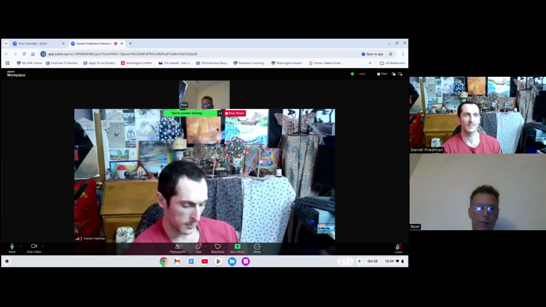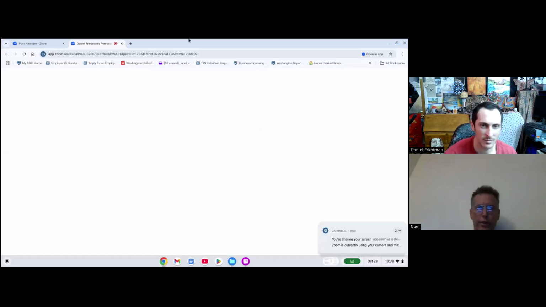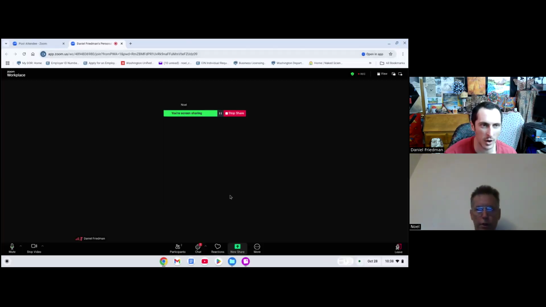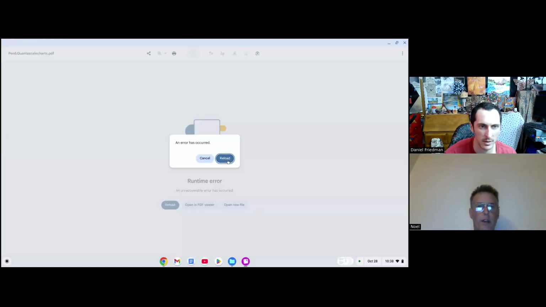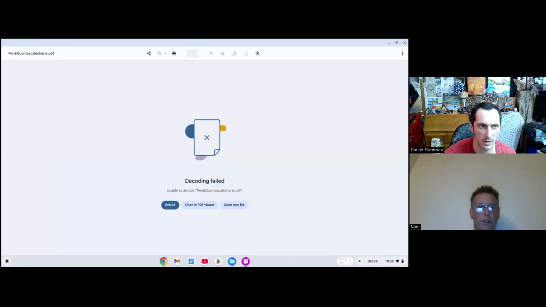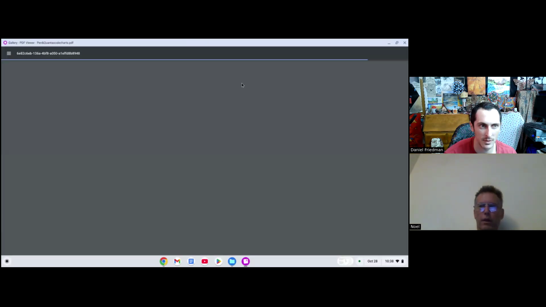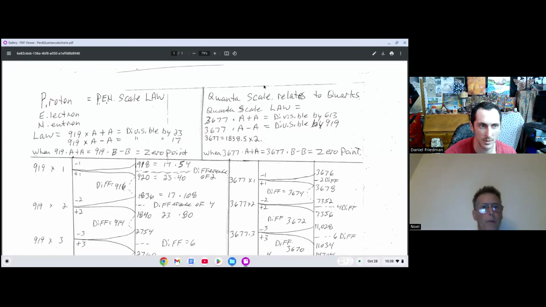Here, so I'm sharing screen now. Now it's all black. Oh, my computer's really glitching. Okay, well, let me just see if I keep going. The screen share looks good now. Okay, let's see if this thing will open up. Decoding failed. Let me see what that does. No, that's not going to work. Oh, it did. Okay, cool.